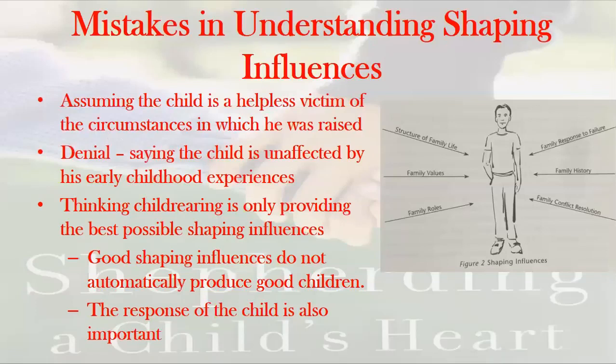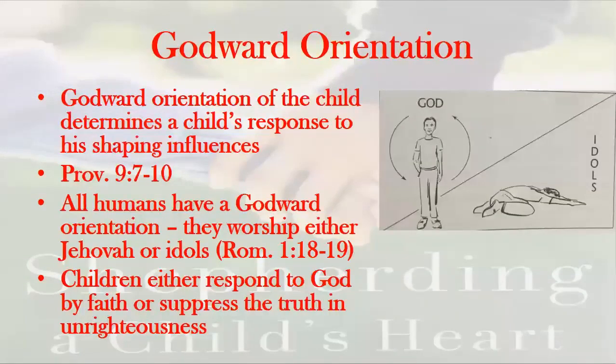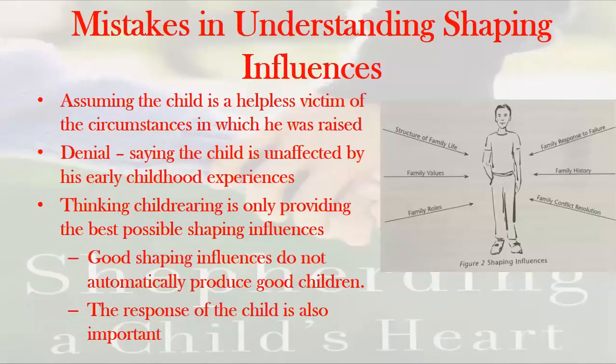Child rearing is not only about providing the best possible shaping influence. That's important. But, as I said earlier, good shaping influences will not automatically produce good children. I gave you an example there, and many of you know other examples where children are brought up in the right way. Maybe they've been to church, they've done all the right things, parents have been godly people. Still, we've seen children of evangelists go off in the opposite direction. But what is important is, how does a child respond, right?